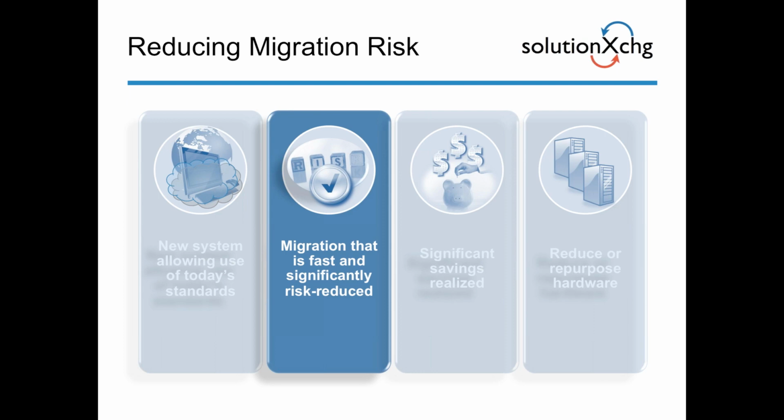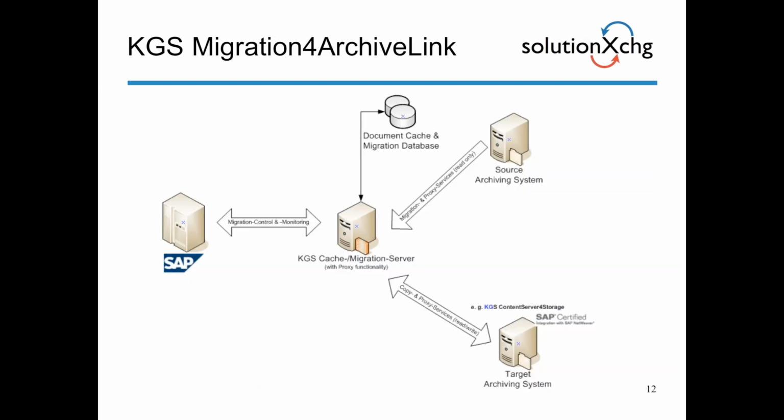But the migration went definitely fast, and with the tools we used, it was significantly risk reduced. The tool works as an in-between between SAP and the source archiving system, as well as the target archiving system. The source archiving system is your legacy system. It could be 1 or 2 legacy systems that are being eliminated. And the target system is your new system you want to establish.